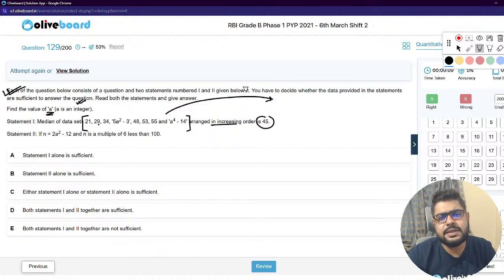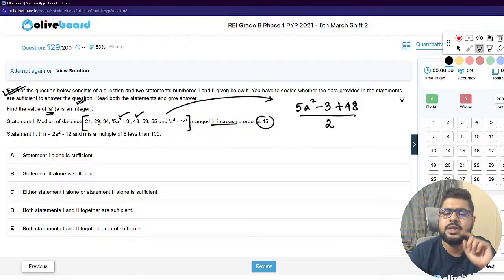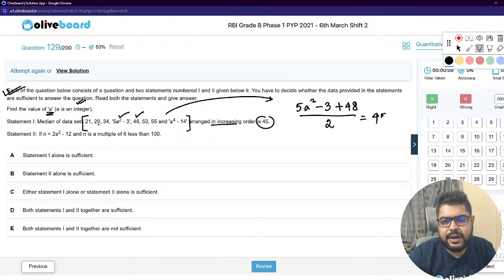So 8 terms means the median will be the average of the fourth and the fifth. So fourth is this, fifth is this. So it will be (5a square minus 3 plus 48) by 2. This is the average of the fourth and the fifth term. That is given as 45.